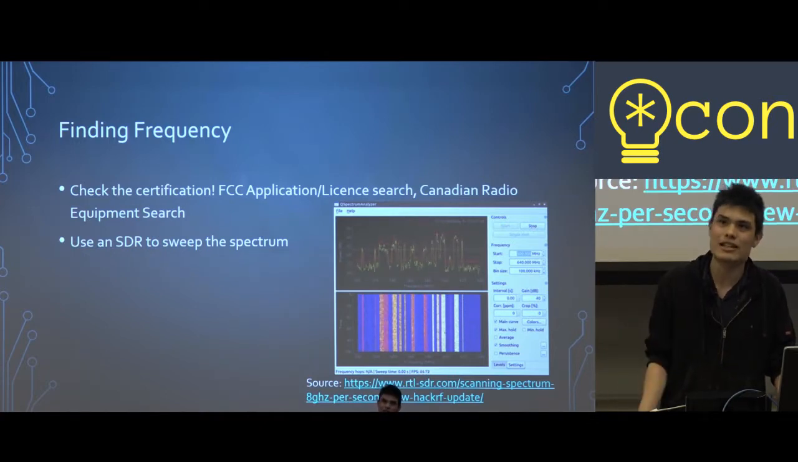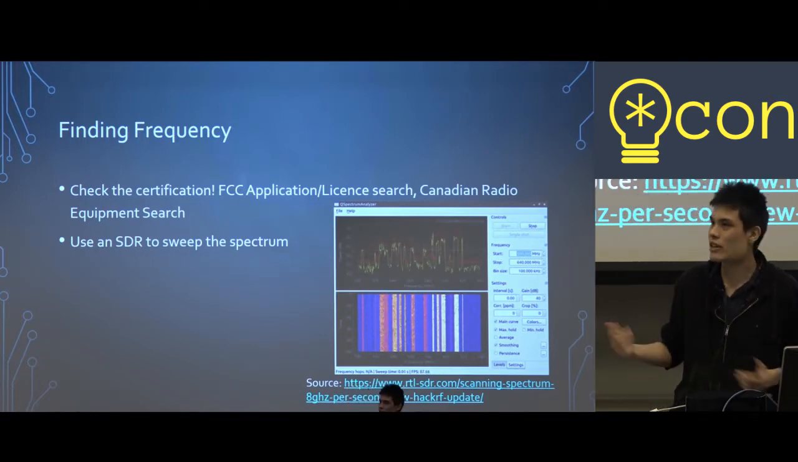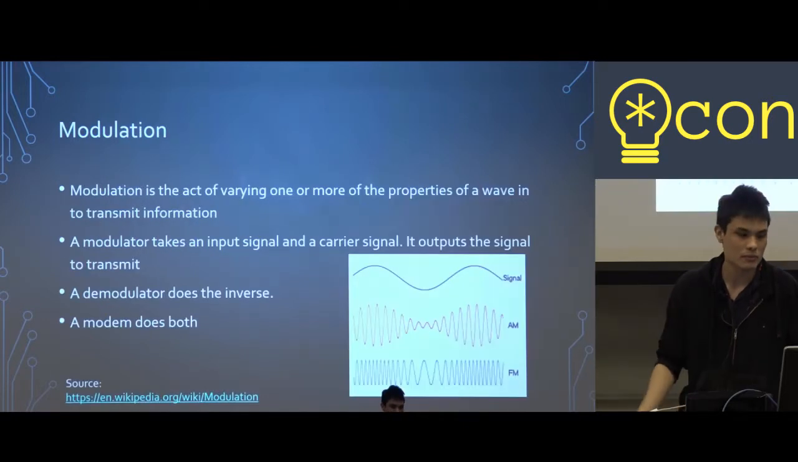Another cool way to do this is to use the SDR you bought and turn it into a spectrum analyzer and just try to figure out where it is, if you can kind of guess at the range. And this is just an image of Q spectrum analyzer kind of sweeping a large swath of spectrum.